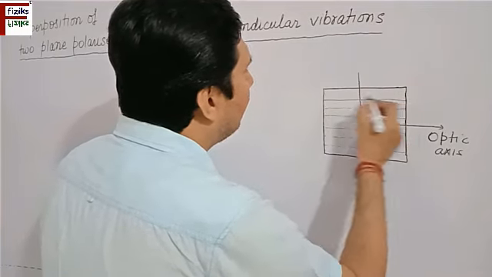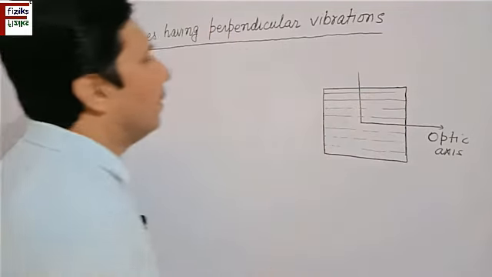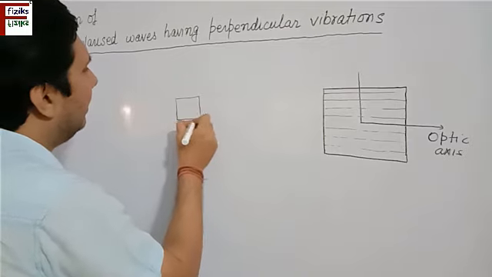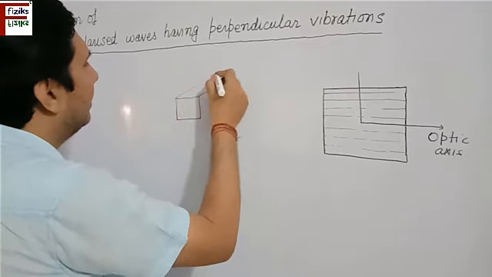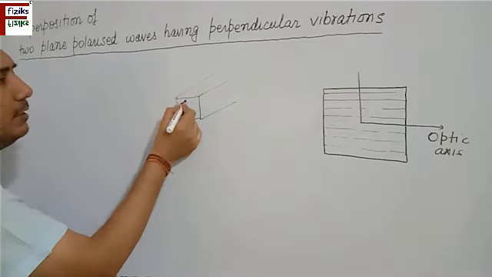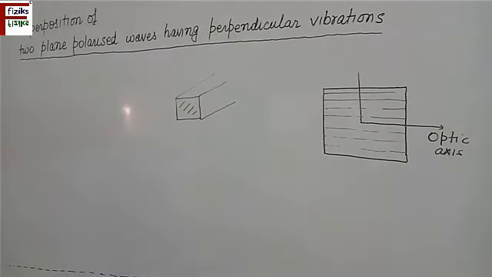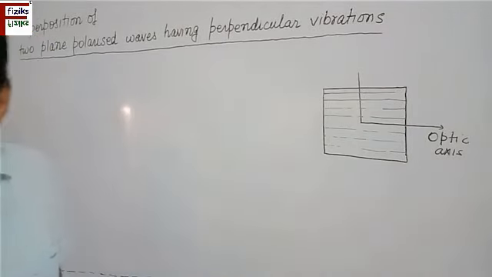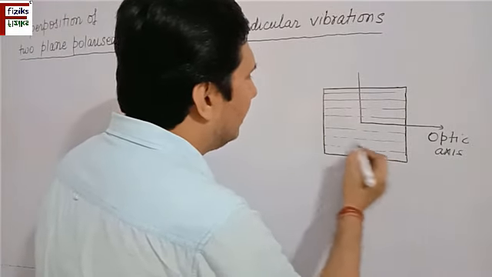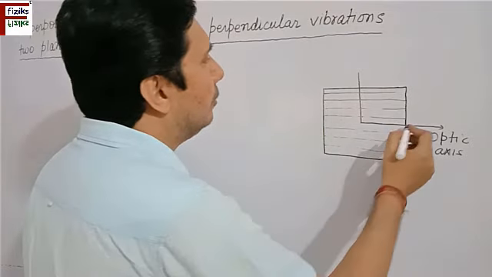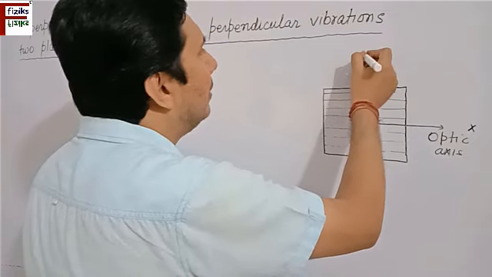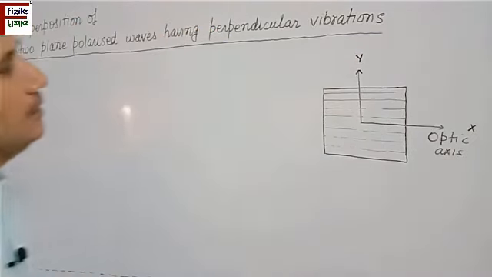So this is a calcite crystal and this is the front face of the calcite crystal. You can consider that the crystal is like this, and here I am showing you only this front part. In this calcite crystal, the cutting of the crystal is such that the optic axis is parallel to this face. So this is the direction of the optic axis, and this is, suppose, the x direction, and this is the direction perpendicular to the optic axis, this is y.